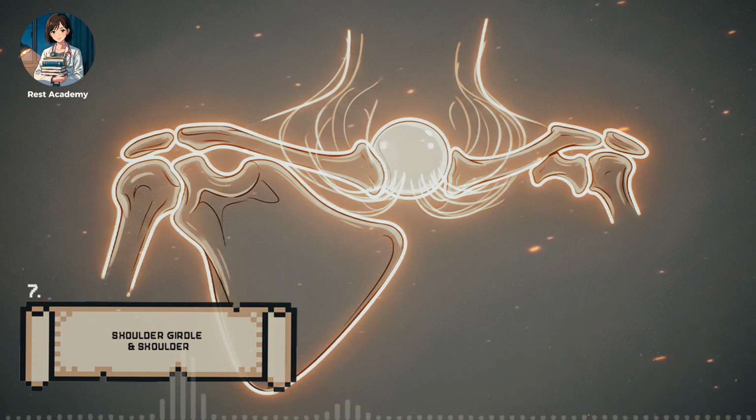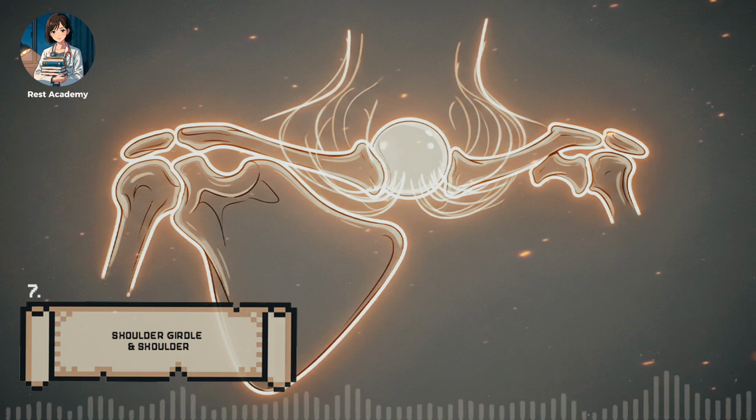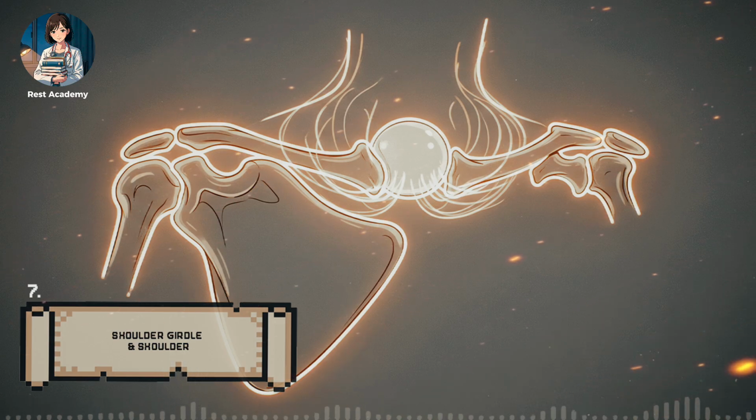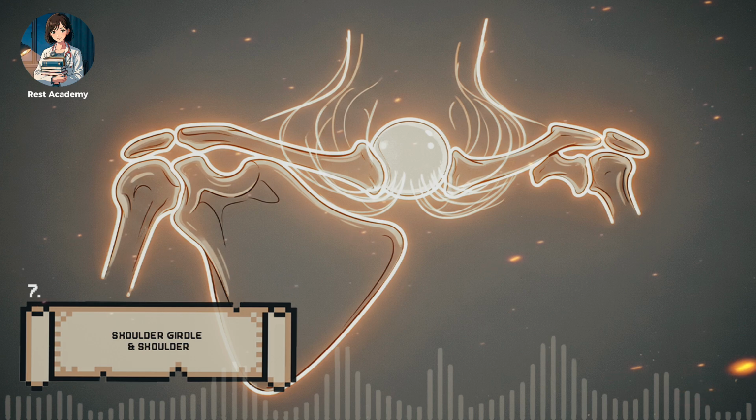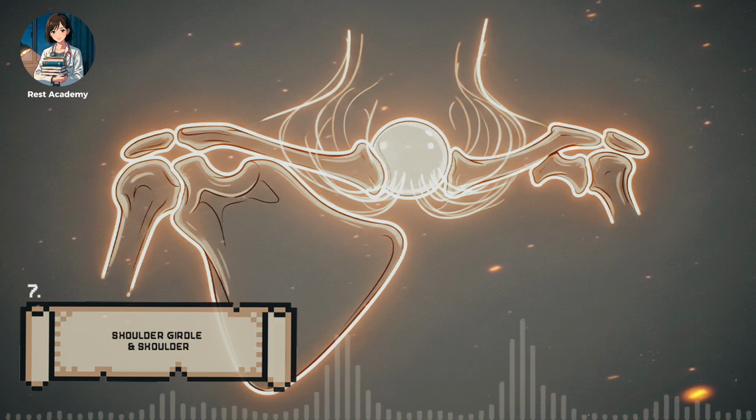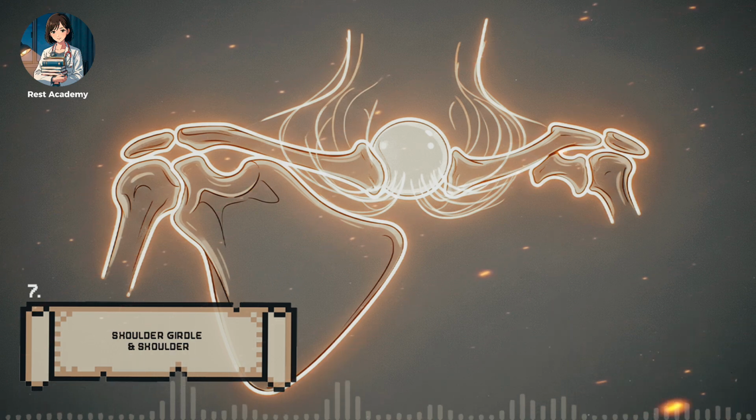Rotator cuff tendons act like precision bearings at the ball and socket. Four muscles, supraspinatus, infraspinatus, teres minor, and subscapularis, arise from the scapula, fuse with the capsule, and insert on the greater and lesser tubercles. Their coordinated contraction compresses the humeral head into the glenoid. Concavity compression stabilizes it and steers it.